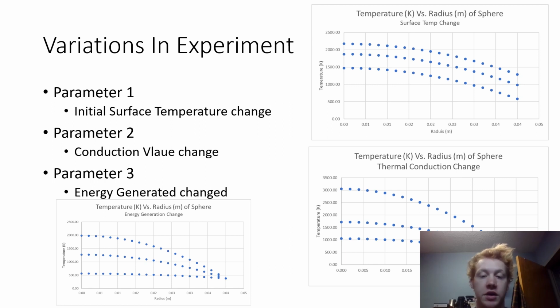Parameter 2 was the conduction value that I changed. I'm covering it up right now, but I'm going to move this photo to show you that no matter what the conduction is, it's always going to come down to just about the same temperature when you get to 0.04 meters away from the center. This is super interesting because the hotter it may start out, the faster it's going to cool down to reach that temperature. For parameter 3, I changed the energy generated.